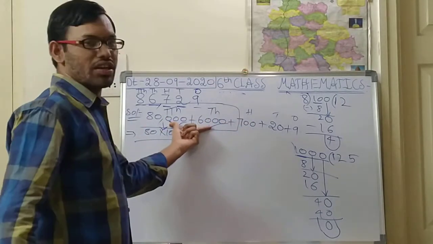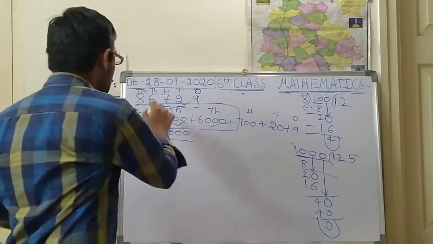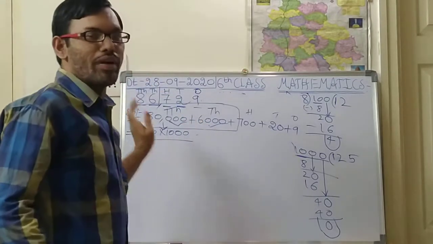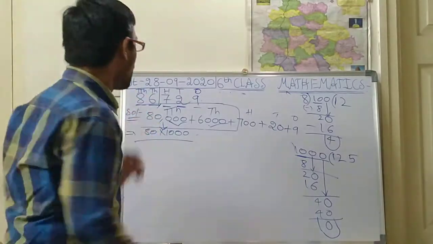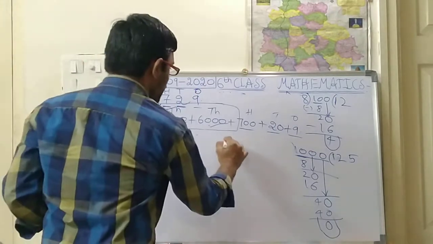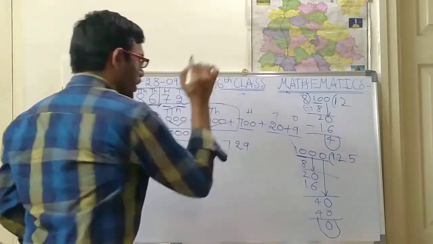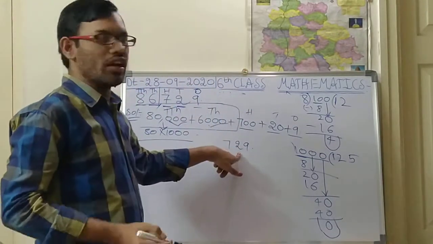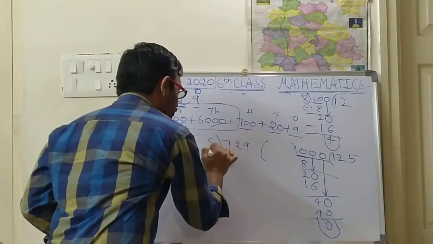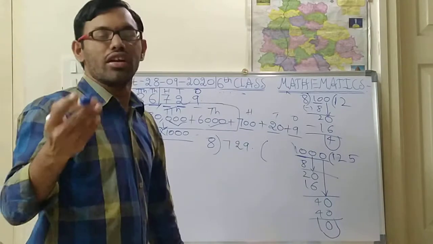Okay, these two numbers are divisible by 8. That means up to 86 is divisible by 8. But what about these three digits? 720 plus 9, that is 729. For this 729, you are supposed to check with the actual division, or general division.